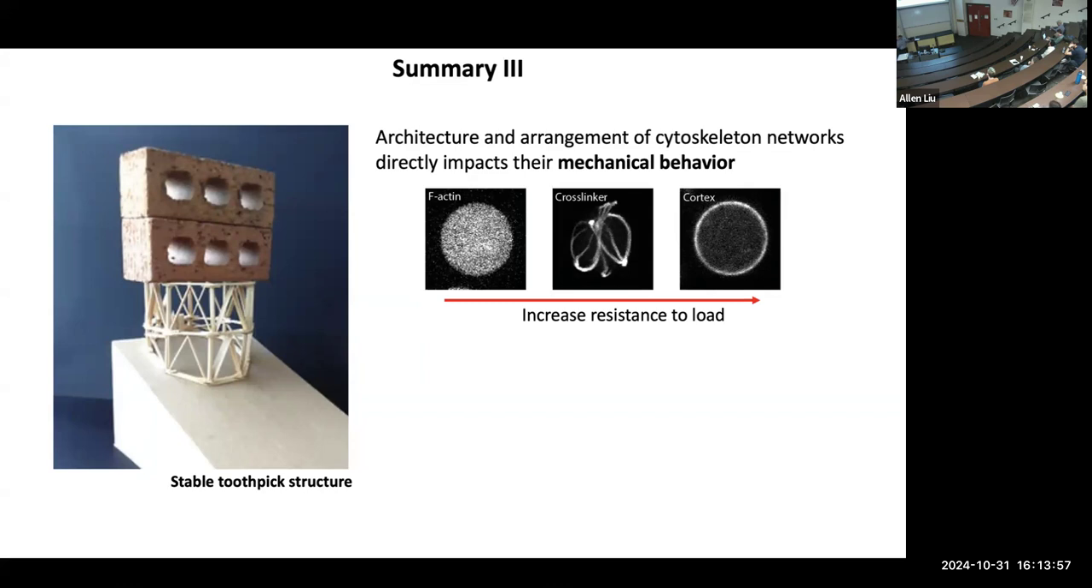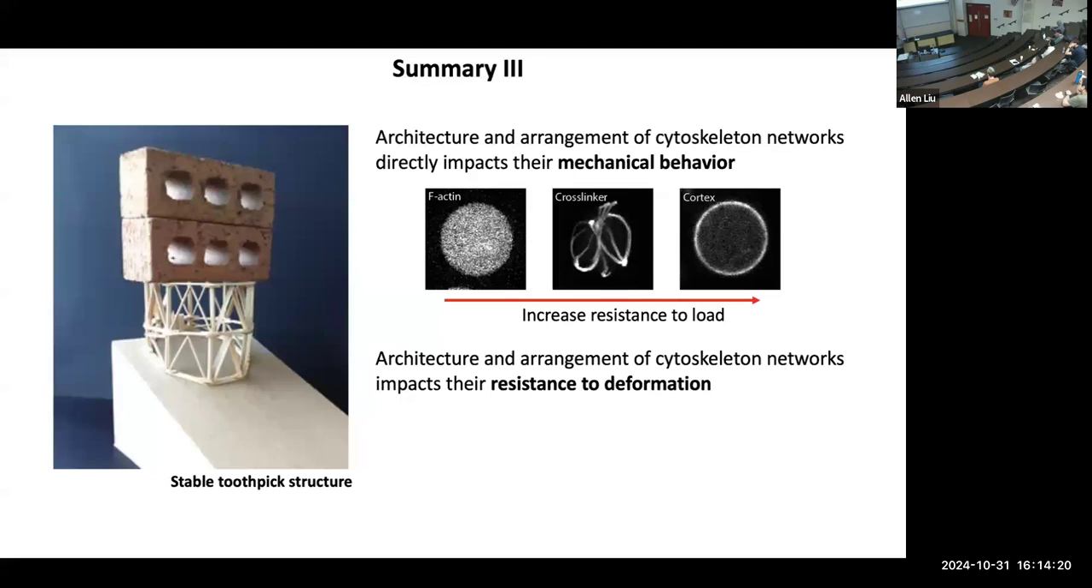I emphasized earlier that in these encapsulated systems we use the same amount of actin. They're all 5 micromolar, but depending on how you organize these filaments, they can resist load differently, right? The case that resists load the best is when you have a cortex, but they can remodel into crossing, or they can remodel as filamentous actin, and they have differential resistance towards this load. Okay. So the architecture matters, and it's really important for deformation resistance.